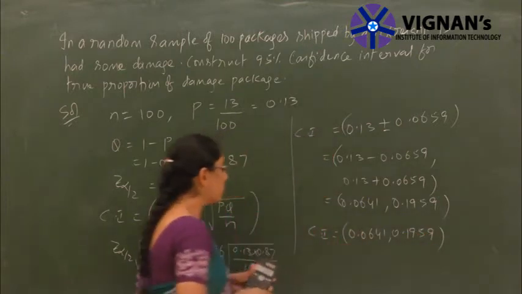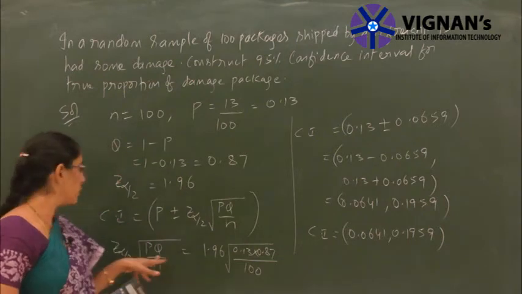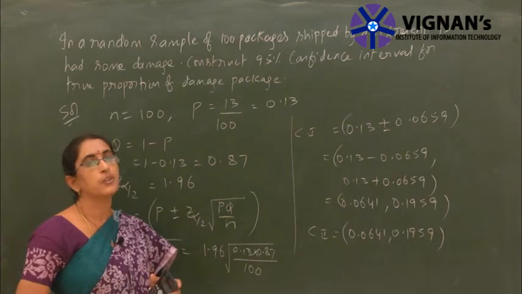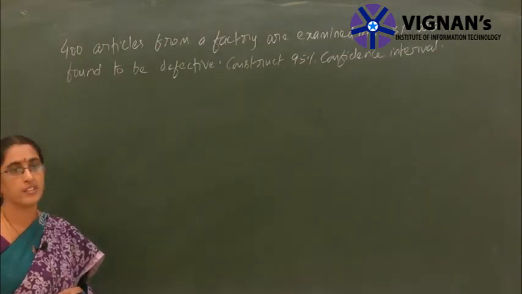0.1959 here. So first we have to find the Z alpha by 2 into square root of PQ by N, which is nothing but the formula for maximum error, and add and subtract with the true proportion, that is capital P. Now let us see one more problem on this.